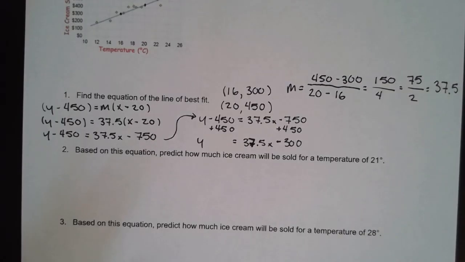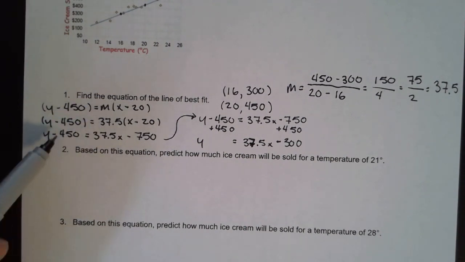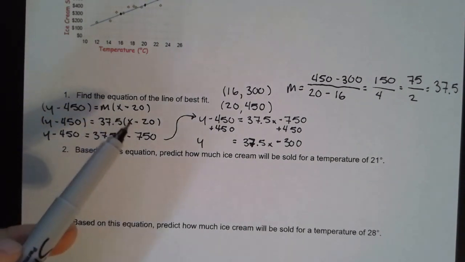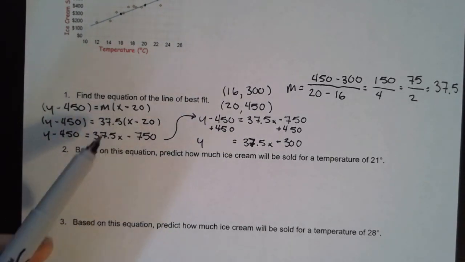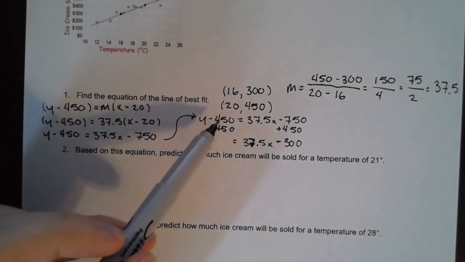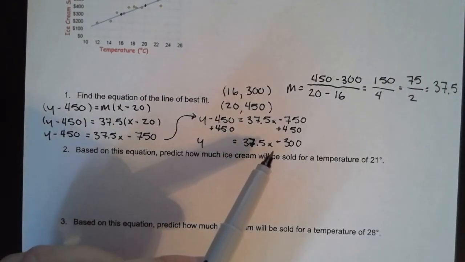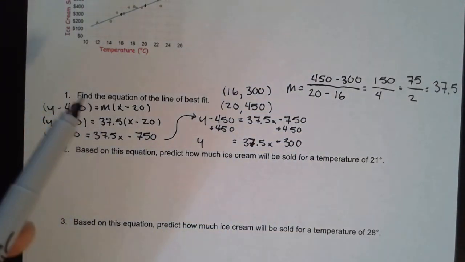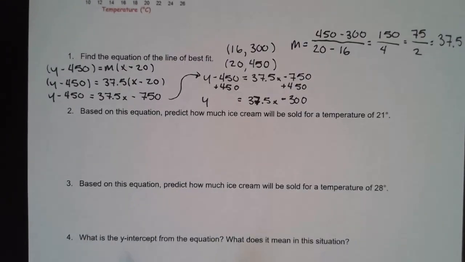All right, and this is what I got when I did that. So I plugged in the slope here. So y minus the y coordinate, x minus the x coordinate, and the slope goes here. And then I distributed that to both of those terms, and then I added the 450 to the other side. I got y equals 37.5x minus 300. That is my equation for the line, and that is in y-intercept form.